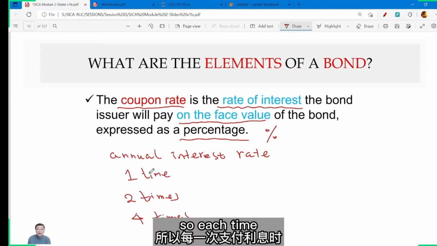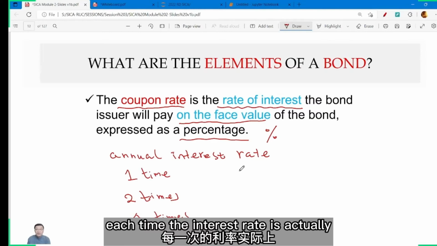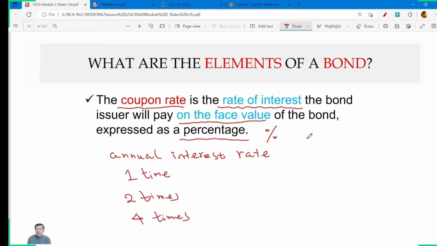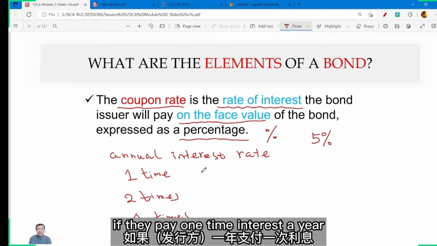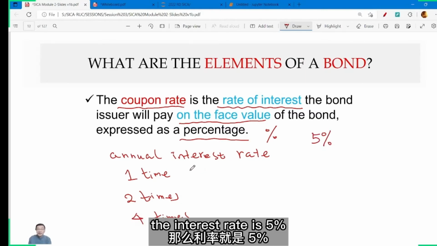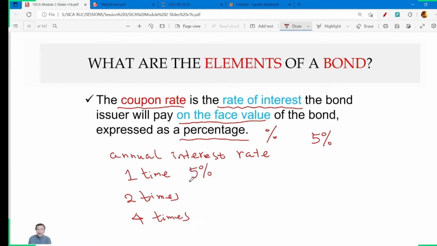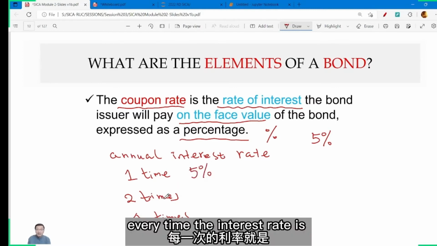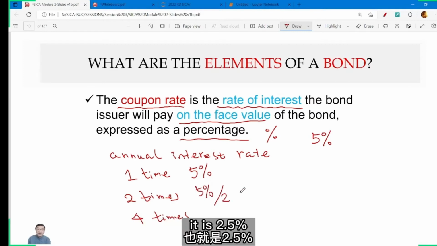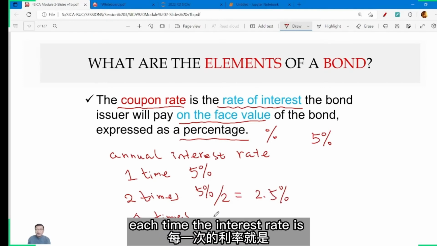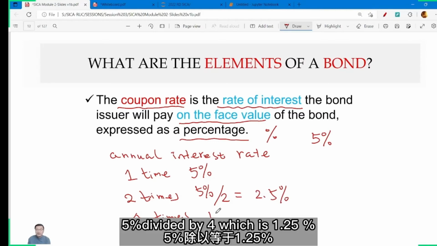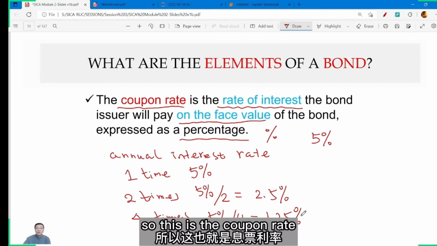So each time, the interest rate is different. Say, for example, the annual interest rate is 5%. If they pay interest 1 time a year, the interest rate is 5%. If they pay 2 times a year, every time the interest rate is 5% divided by 2, which is 2.5%. If they pay 4 times a year, each time the interest rate is 5% divided by 4, which is 1.25%. So this is the coupon rate.